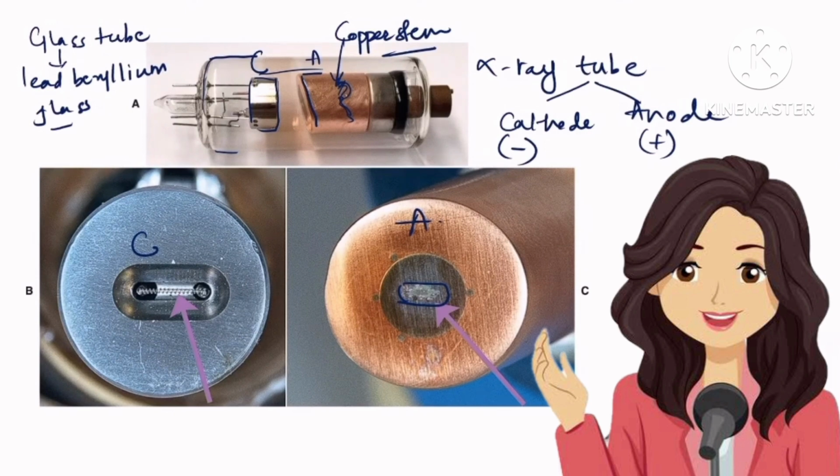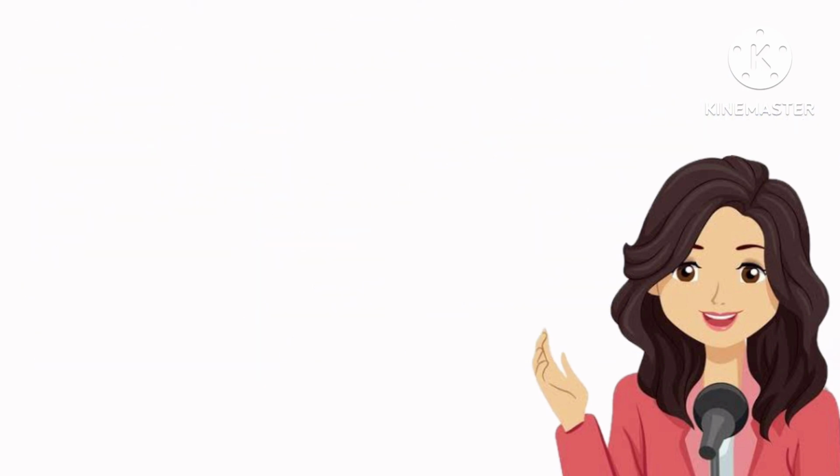And one important thing that we studied: the cathode is made up of a tungsten coil. The anode also has tungsten metal. Now, why are we using tungsten here? Why do we use tungsten here?